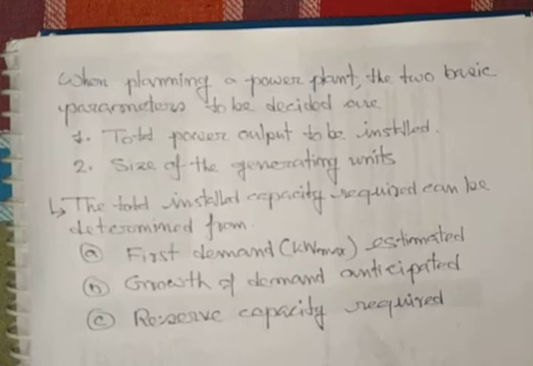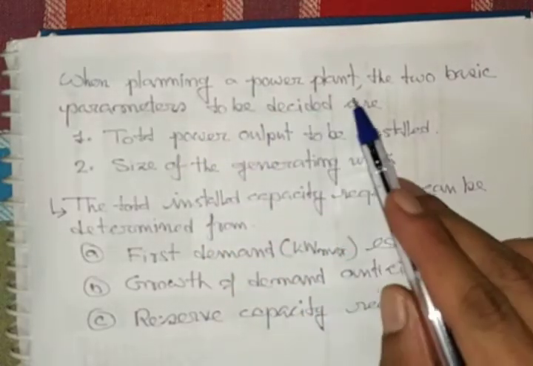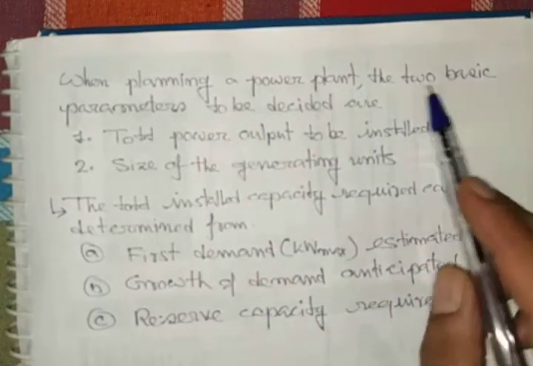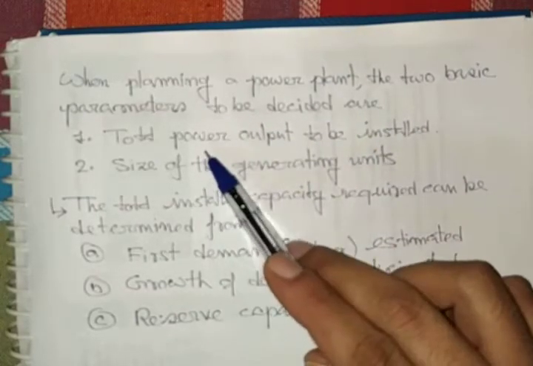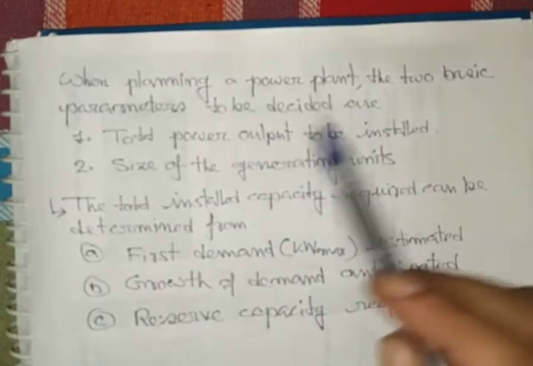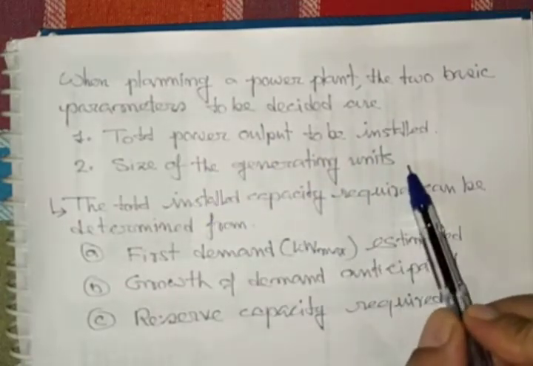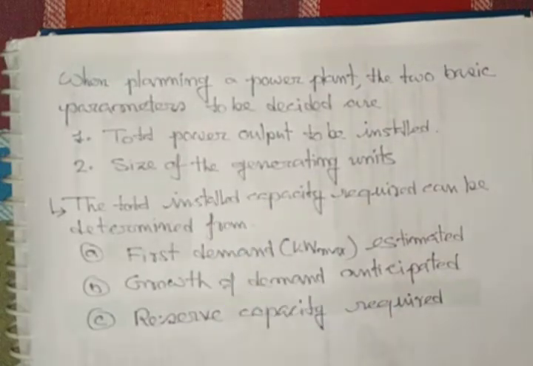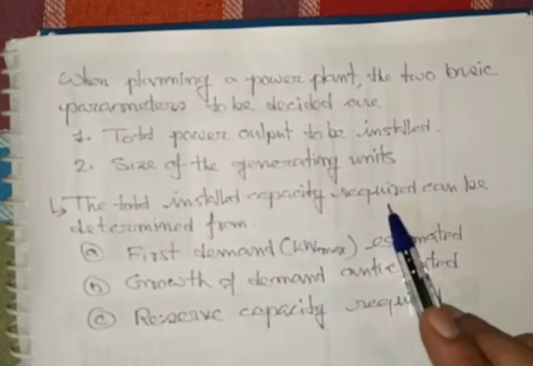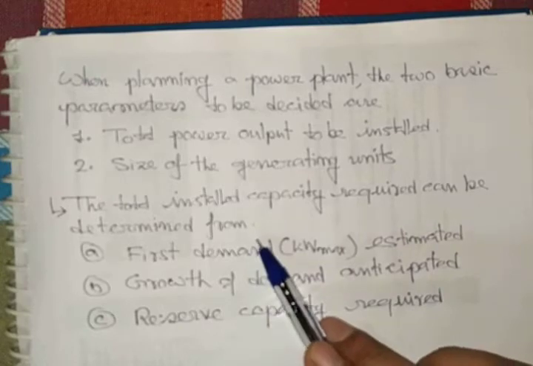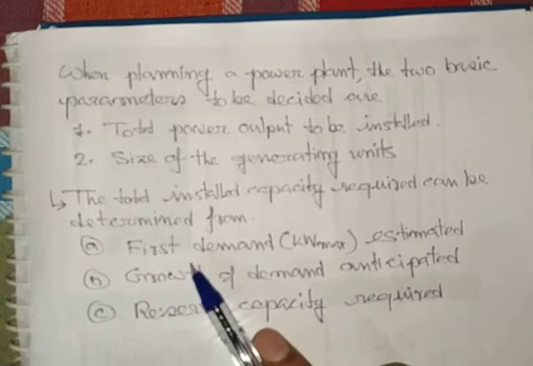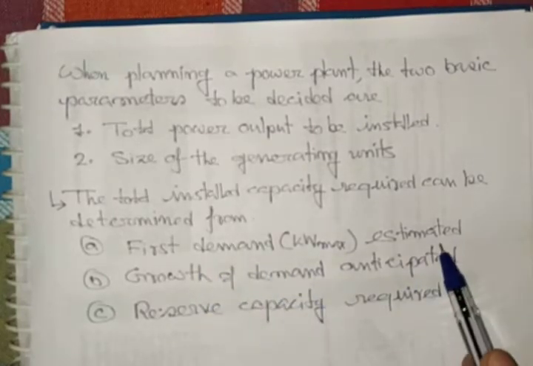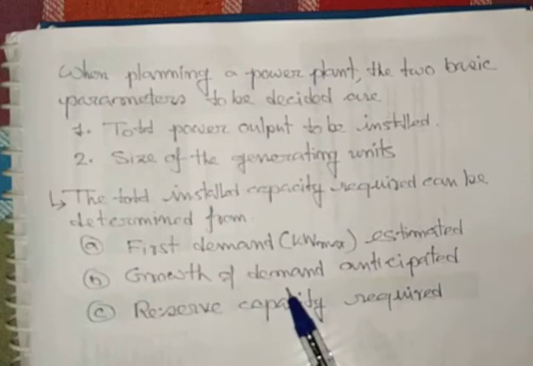When planning a power plant, the two basic parameters to be decided are: number 1, total power output to be installed, and number 2, size of the generating unit. The total installed capacity required can be determined from three factors. Number 1, first demand estimation, growth of demand anticipated, reserve capacity required.